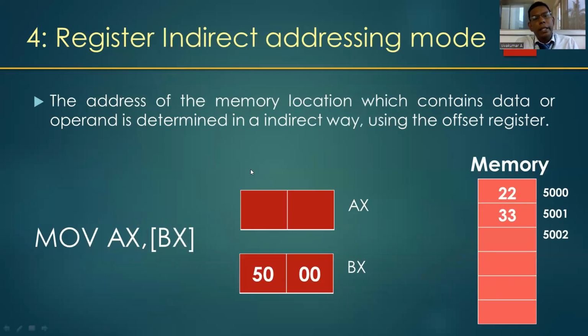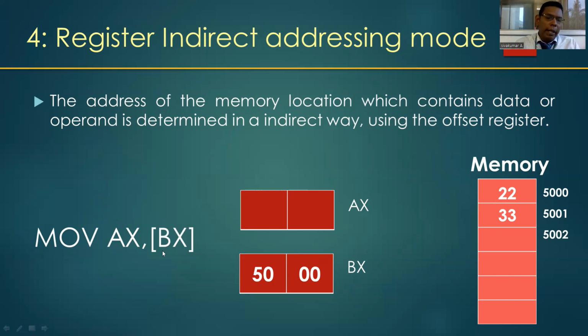The fourth one is register indirect addressing mode. In the register indirect addressing mode, the address of the memory location which contains the data or operand is determined in an indirect way using offset registers. So we are not giving the address directly. Normally the address is indicated by brackets. Without brackets, they are considered as data.